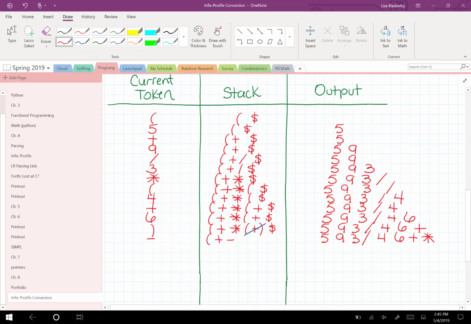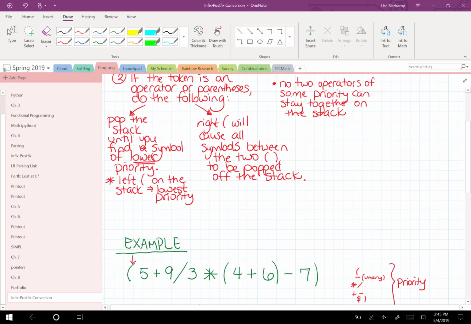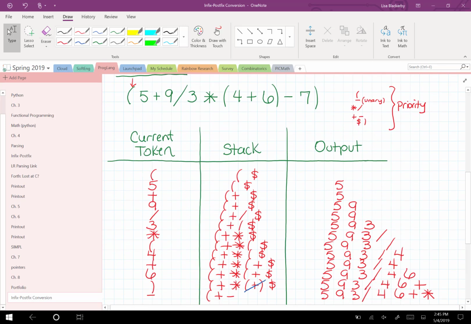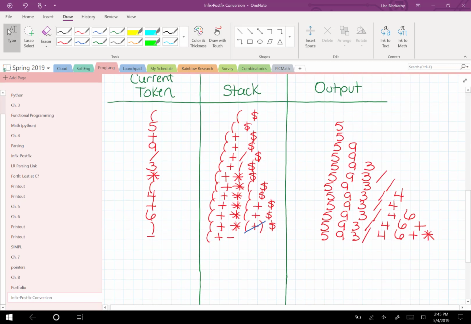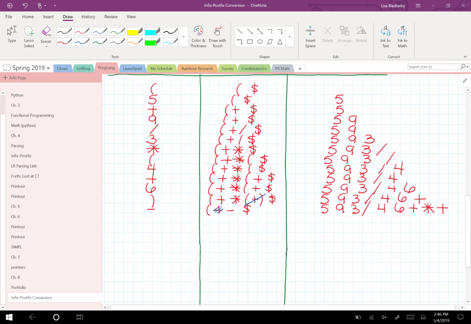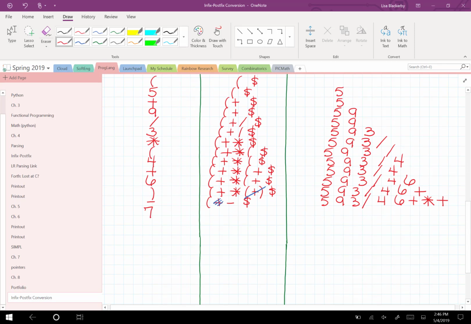But now we have this plus and minus together, and once again, just a reminder, no two operators of the same priority can be together on the stack, so we can't have that plus and minus. We have to pop off that plus because it was there first. So let's cross that out, so it doesn't stay there. It also gets popped off the stack. Alright, and then after the minus is the 7. We cleaned up a little bit.